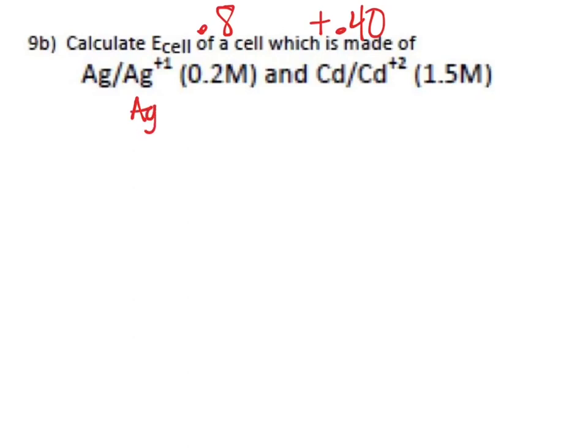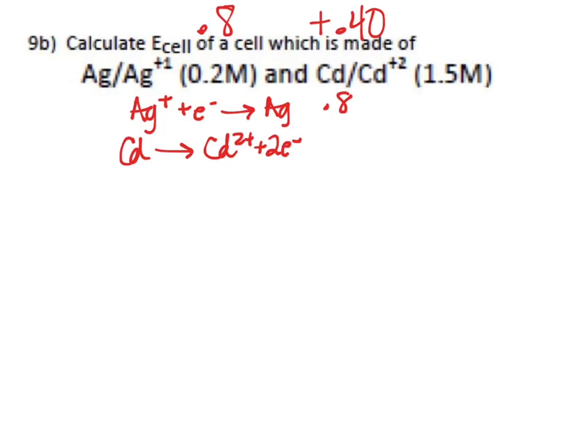So silver is written just like it is on the chart. And that is 0.8. Cadmium is flipped. And that is 0.4. And we add those together and we get 1.2 volts is our standard E0.